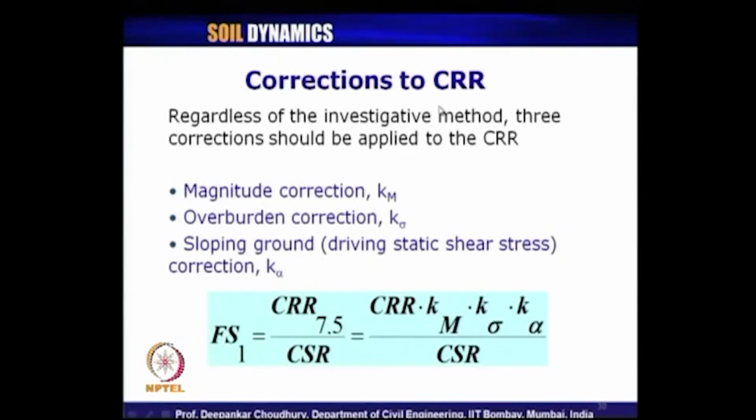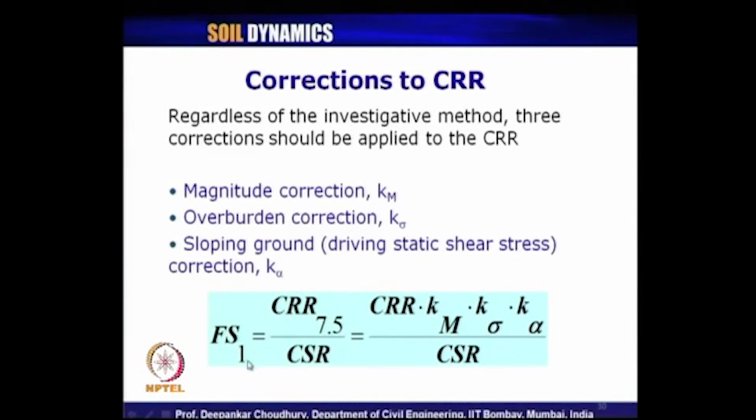So, regarding the corrections to CRR that we have discussed just now, regardless of the investigative method, three corrections must be applied to CRR. These are the magnitude correction, denoted by K suffix m, m means magnitude. Overburden correction, K suffix sigma, sigma denotes the overburden stress. And sloping ground, this is due to the driving static shear stress correction, which is given by K alpha. Alpha is the angle of sloping ground with respect to horizontal.